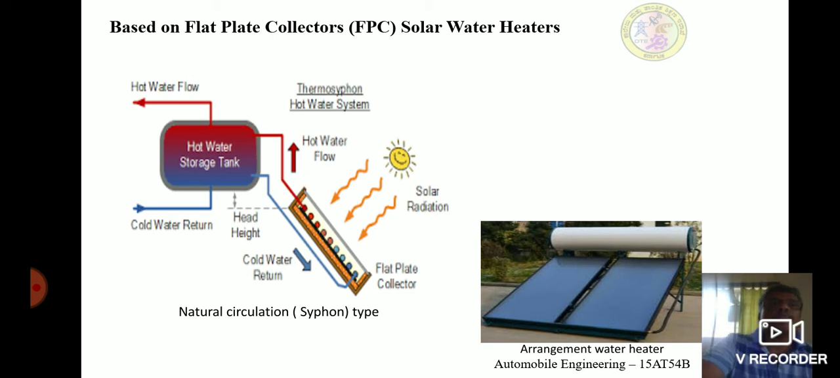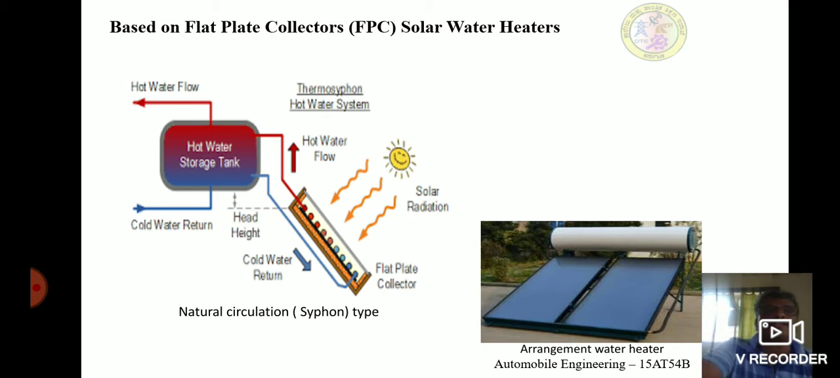So as I told you, the collector is one of the very important components. You can see the sunlight is falling on the collector. You can see the collector and the storage tank, two components you can see there. Rays from the sun, direct beam or any other diffused beam, everything falls on the collector.